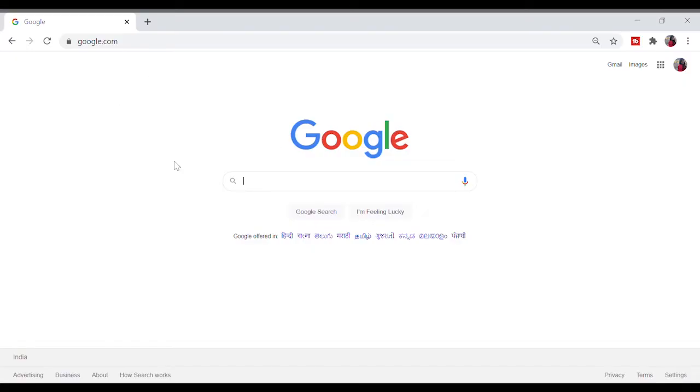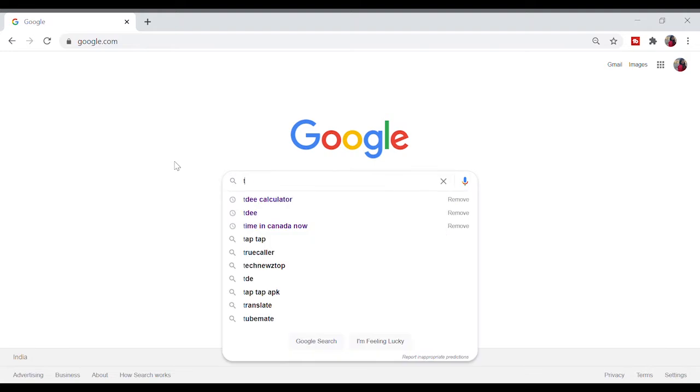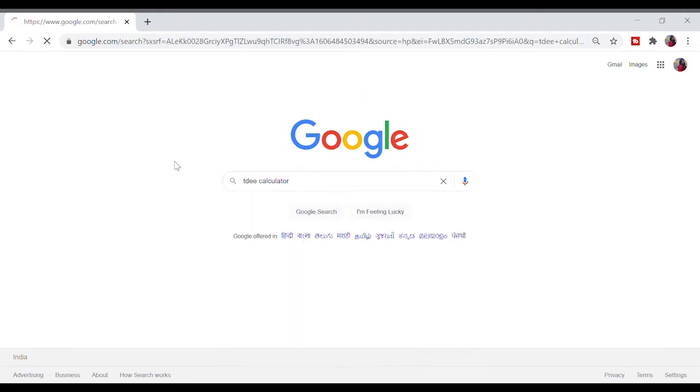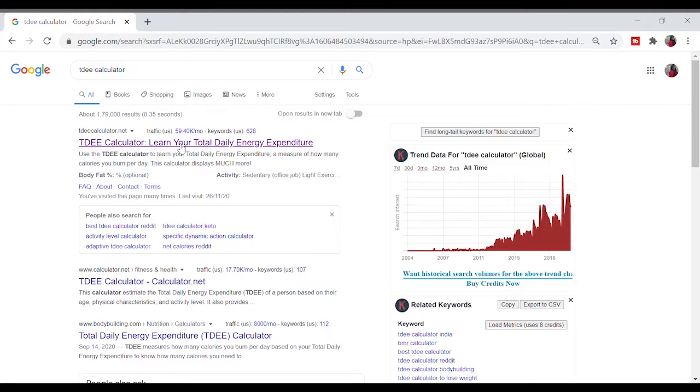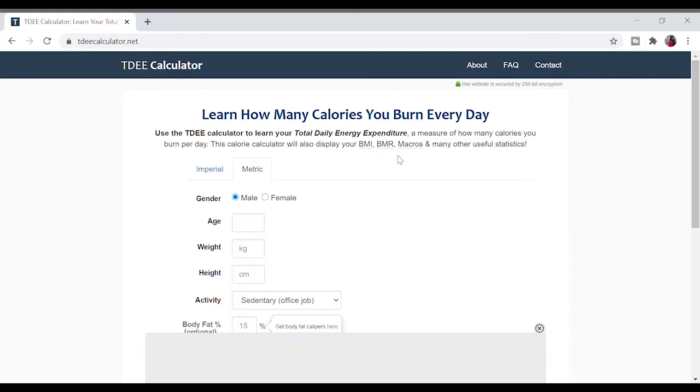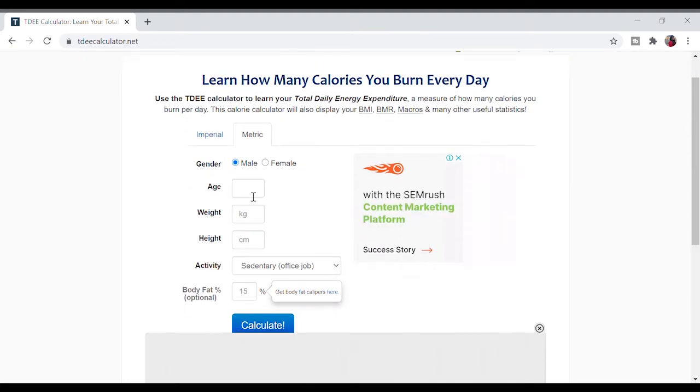So without any further delay, let's get into the video. Okay, so open Google first and then type TDEE calculator. It means total daily energy expenditure. Now, TDEE is a measure of how many calories you burn in a day considering your activity level, your age, your weight, your height. So when I say activity level, it means whether you have a sedentary job, which means almost negligible physical activity, or if you are into light exercise or moderate exercise or heavy exercise. So depending on all these factors, TDEE is calculated.